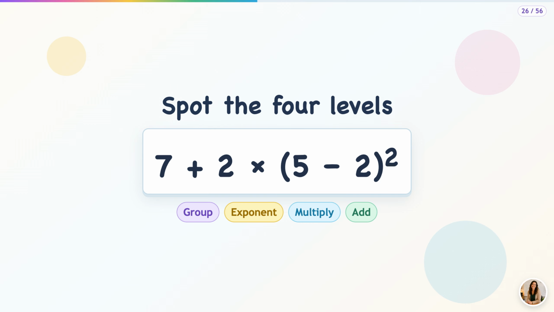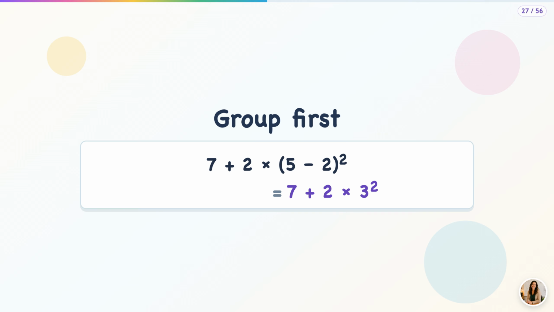Before calculating, point to the plan. We see a group, an exponent, multiplication, and addition. We will handle them in that order. Step 1 is the group. 5 minus 2 equals 3. On the next line, replace only the group with 3. The 7, the plus sign, the 2, the multiplication sign, and the exponent all stay in their places. One careful change is enough.